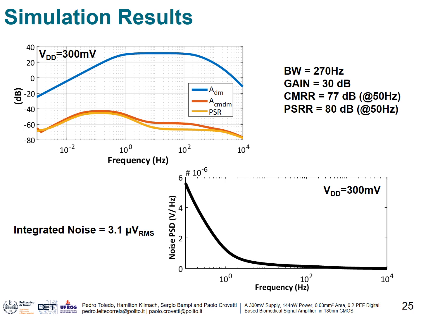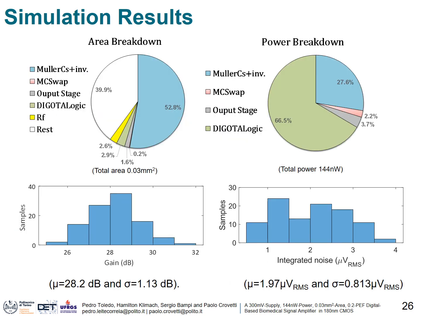The noise power spectral density is also shown here. The proposed BioDIGOTA achieves an integrated noise of 3.1 microvolt RMS. The area and power breakdown can be seen in the top figures. Most of the power is burned in the logic part of the BioDIGOTA, while the Muller-C elements consume most of the area to reduce the noise. Monte Carlo simulation has also been performed, showing an average gain of 28 dB and an average noise of about 2 microvolts RMS.